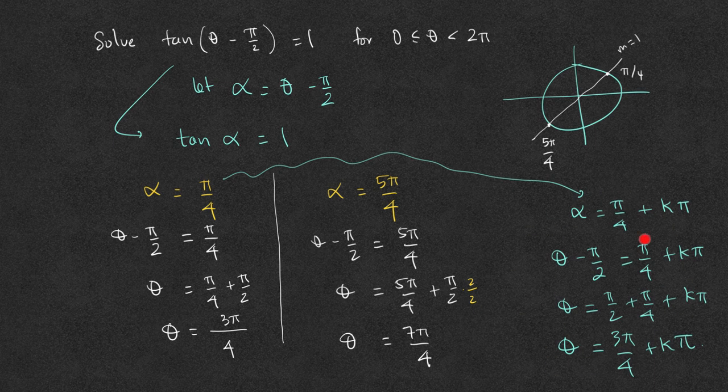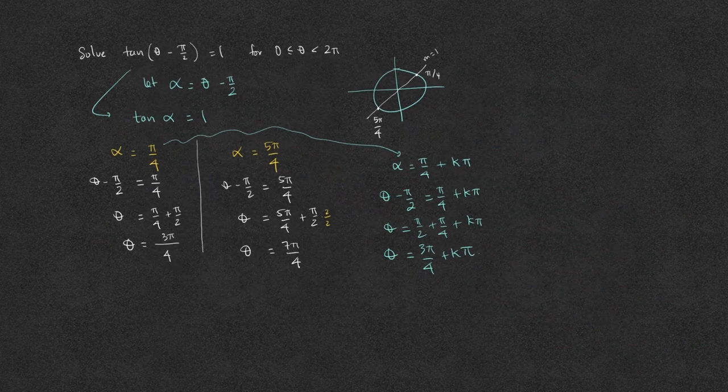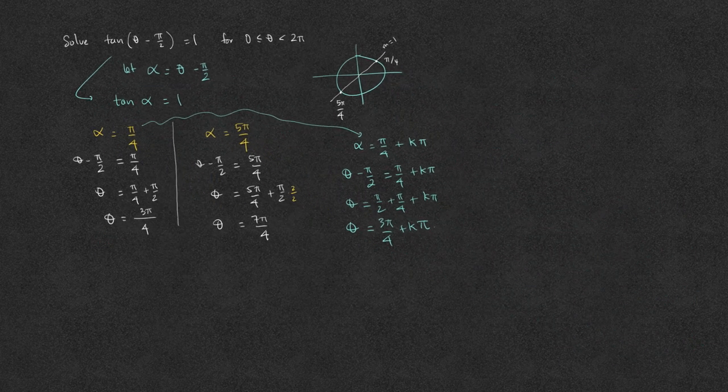We cannot do it if this were 2 theta or 3 theta or theta over 2. But in this case, there's only 1 theta, so we can do this. Now, why do we need to do this?